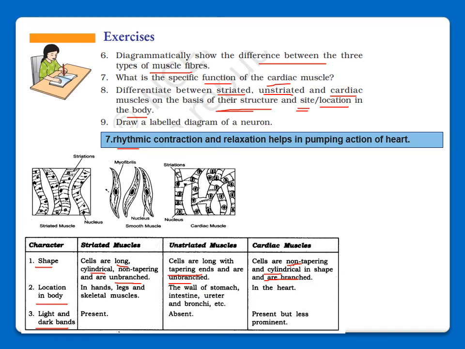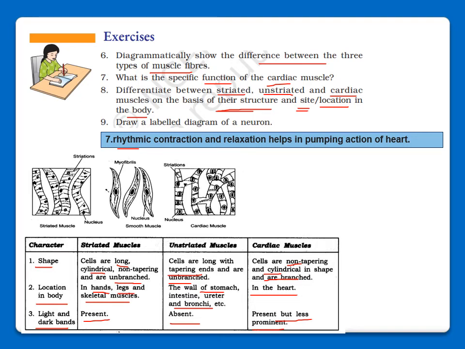Striated muscles are found in hands, legs and skeletal muscles. Unstriated muscles are found in the wall of the stomach, intestine, ureter and bronchi of the lungs, and cardiac muscles are found in the heart. Light and dark bands are present in striated muscles, while they are absent in unstriated muscles, and they are present but less prominent, meaning they cannot be seen clearly, in cardiac muscles.